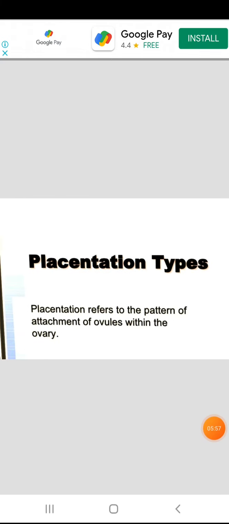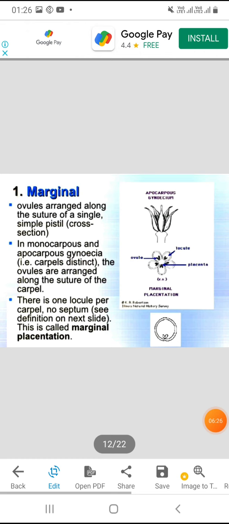Now students, we will discuss another important topic, placentation types. So what is placentation? The mode of arrangement of ovules on the placenta within the ovary is placentation, or we can say placentation refers to the pattern of attachment of ovules within the ovary. Now we will discuss types of placentation. There are many types of placentation, which are very important for our study.